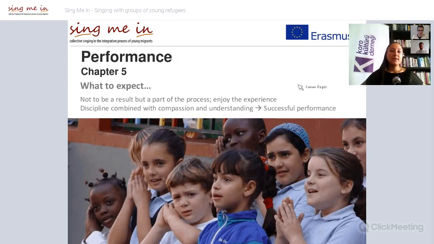And enjoying the experience is the most important thing, and being a part of the process. Not only the result is important. A choir conductor said that discipline combined with compassion and understanding lead you to a successful performance. I liked this quotation a lot.